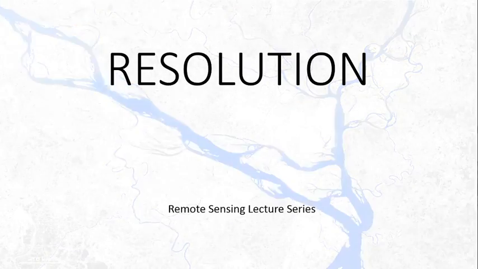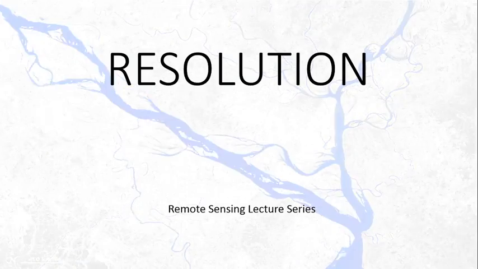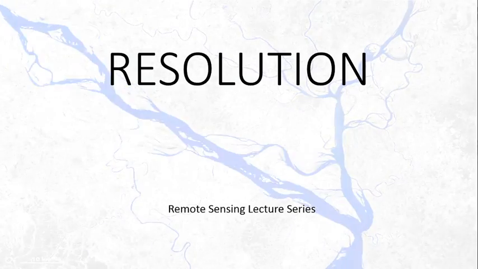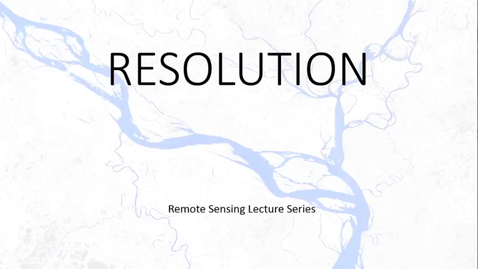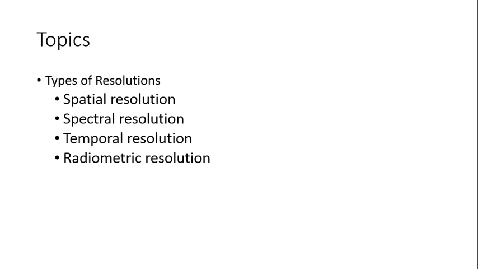Welcome back, children. Welcome back to the lecture series on remote sensing and our topic of resolution. Previously, we talked about three different types of resolution. Those resolutions are spatial resolution, spectral resolution, and radiometric resolution. In this particular lecture video, we will talk about temporal resolution.